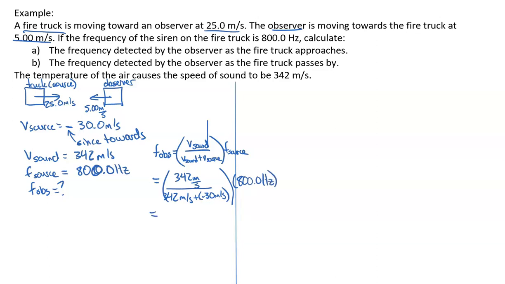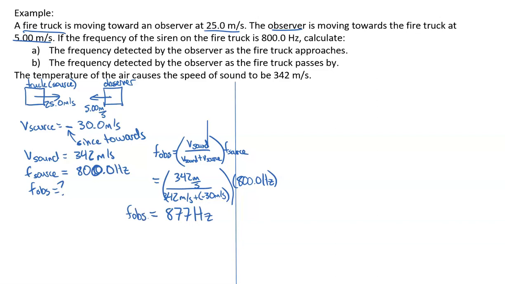And so some of you might say, well, can I cancel out the 342 and the 342? Absolutely not, because you need to remember that anytime you have a fraction, you need to add or subtract whatever's there first before you go dividing out common factors. So if you do this correctly, you should get 342 divided by 312, and that should give you a value of about 1.096. That whole fraction becomes 1.096 times 800, and you get 877 hertz. That is your observed frequency.